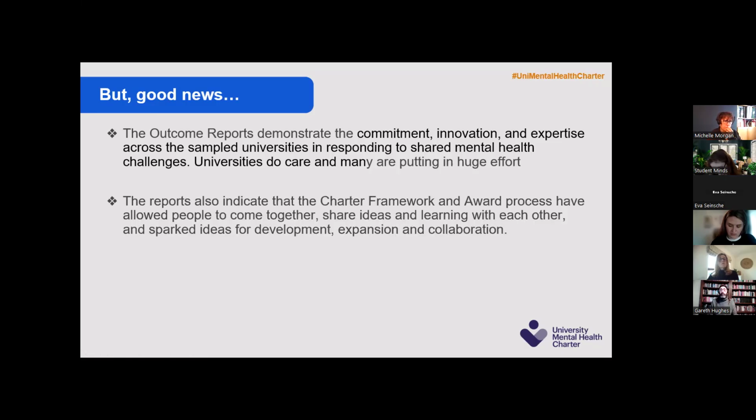Also really clear from the reports the impact that the framework and the award process have had. There's a lot of new work that gets created in universities when they start to work on the award, when they start to think about where are we, what are our gaps, what do we need to do? And that's leading to better whole university work, new interventions, improvements being made. And so actually, for us, one of the most exciting and most important things is that what you're seeing are colleagues having conversations with each other that otherwise wouldn't have happened.